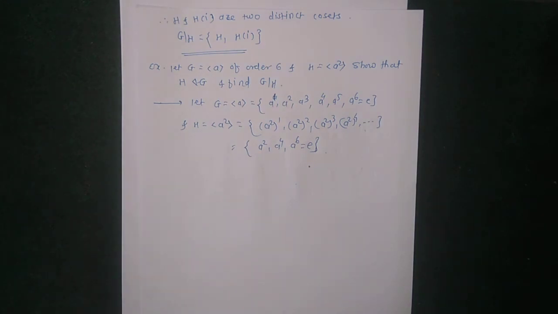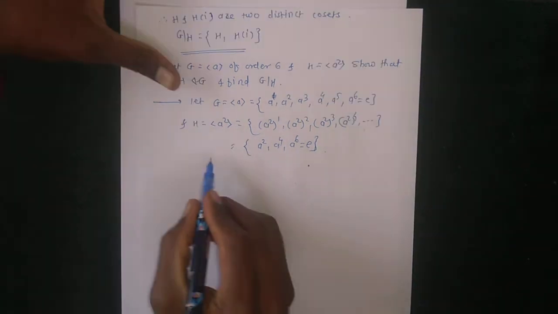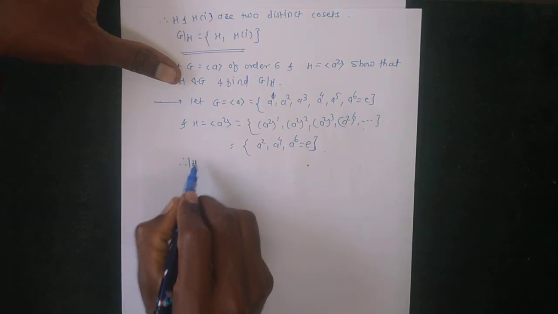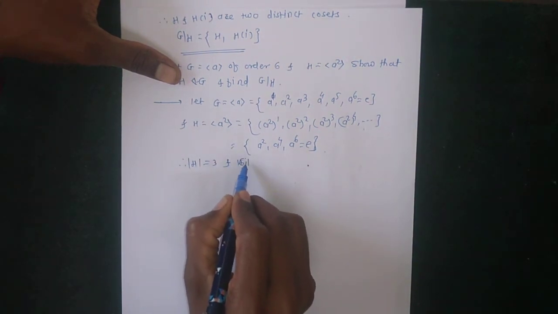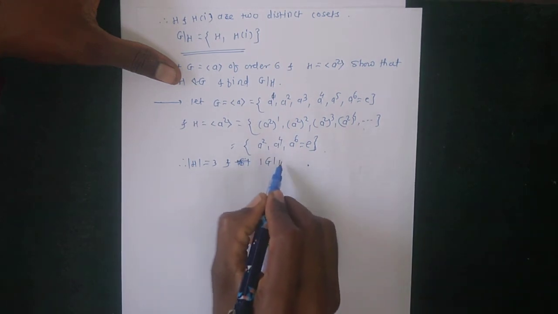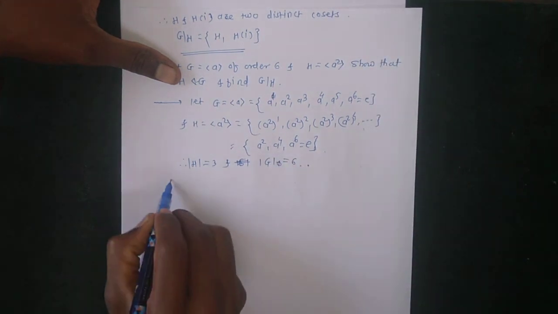Okay, means G is a cyclic group which is generated by A, and H is a cyclic subgroup of G, which is generated by A square. Therefore order of H equal to 3 and order of G equal to 6.